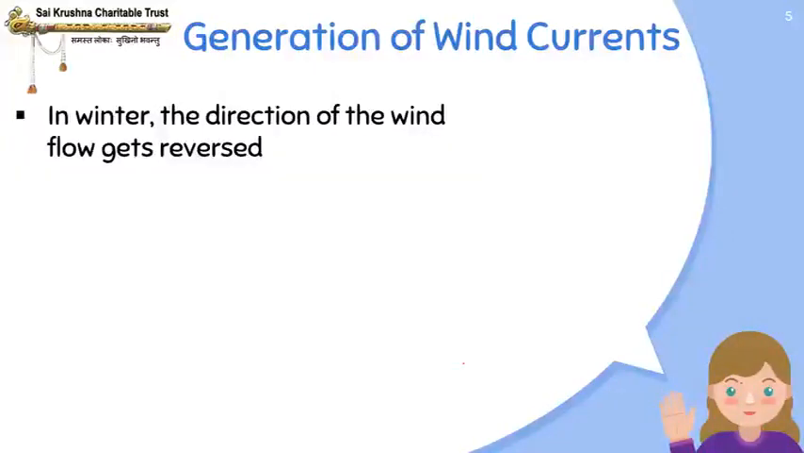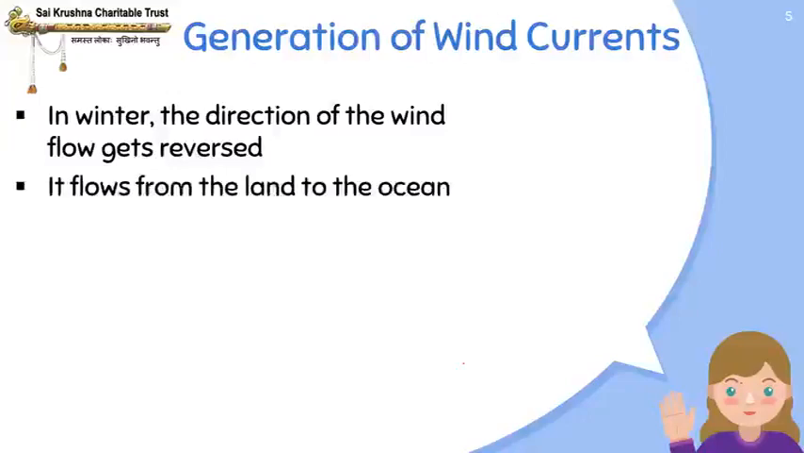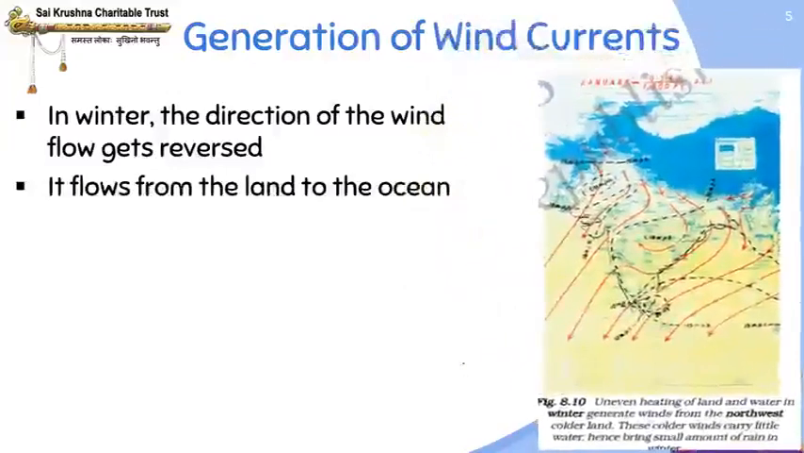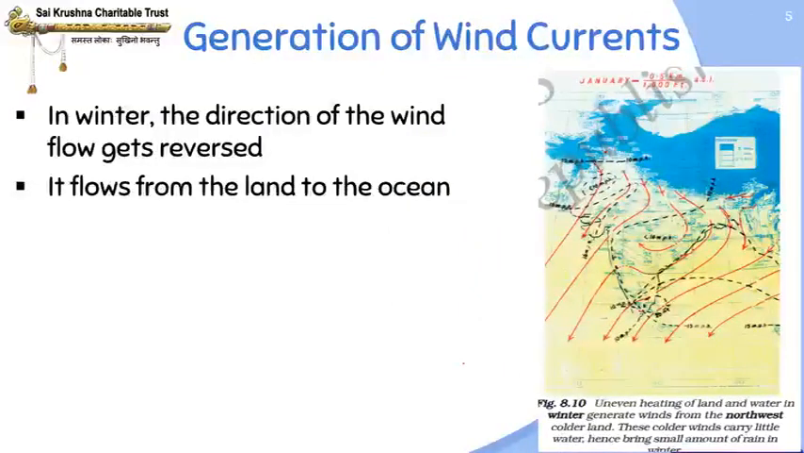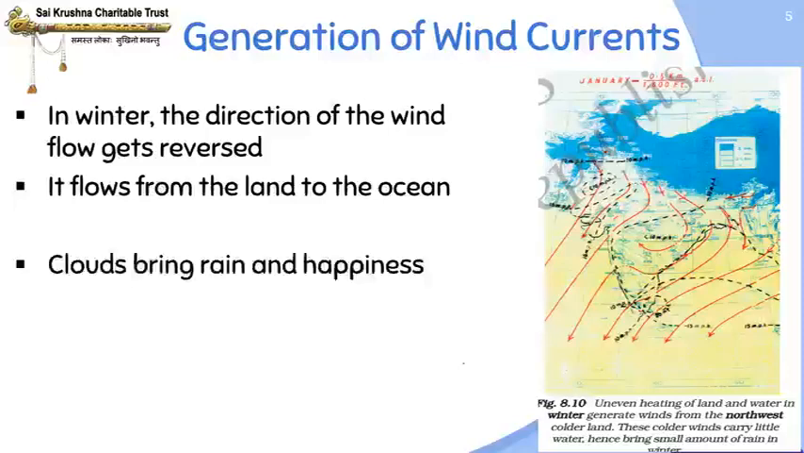In winter, the direction of the wind flow gets reversed. It flows from the land to the ocean. So here, like we see, uneven heating of land and water. In the winter, this would generate winds from the northwest, the colder side, and these do not carry much water. So there's very little water, and hence it brings very little rain in winter.